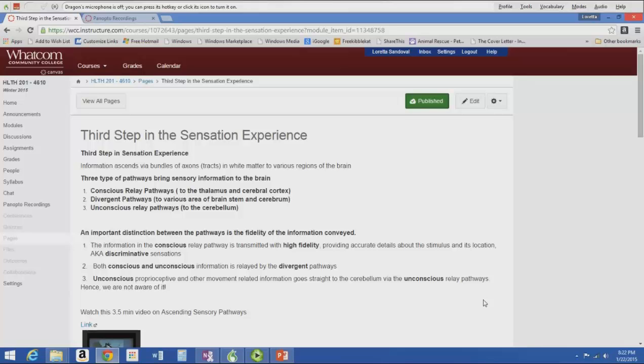Both conscious and unconscious information is relayed in the divergent pathways. And in the unconscious relay pathways, it's all unconscious, proprioceptive, and other movement-related information that goes straight to the cerebellum. So we're not aware of it.